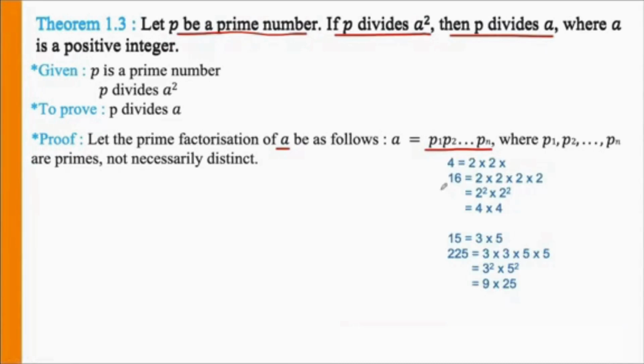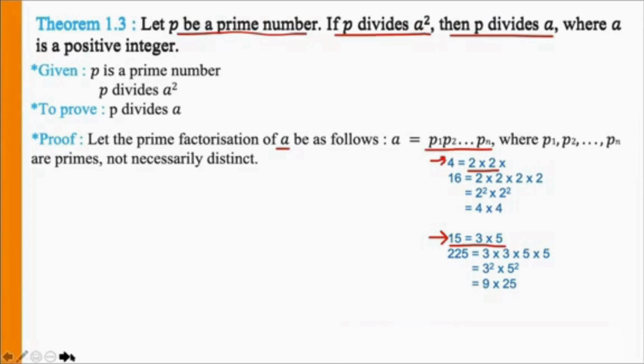For example, if we are taking the number 4, then 4 can be written as 2 into 2, so you can see that 2 is repeating itself. But if I'm taking the number 15, then 3 and 5 are distinct. But here they are said not necessarily distinct, so it could be a number like 4, or it could be a number like 50. Both the cases are considered here, okay?